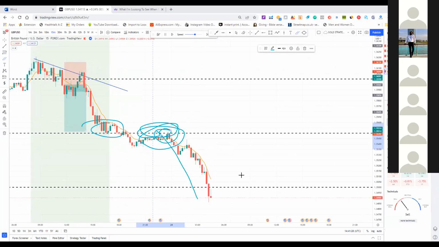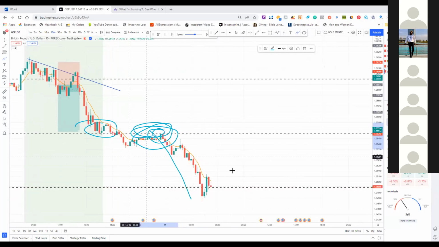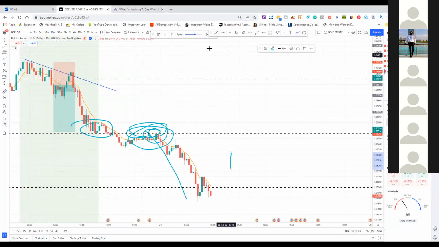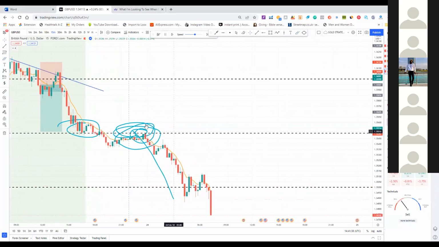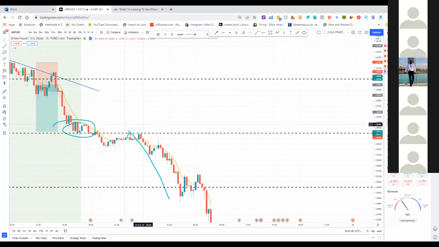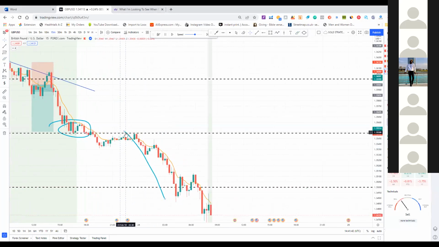All right, you see what price is doing? It dropped throughout. So I want you to pay attention to what price is doing right now. It's still dropping.